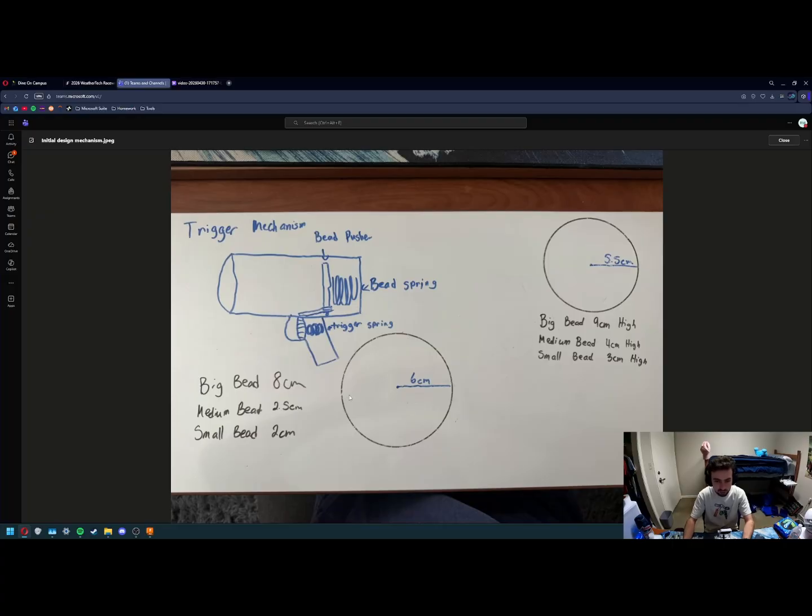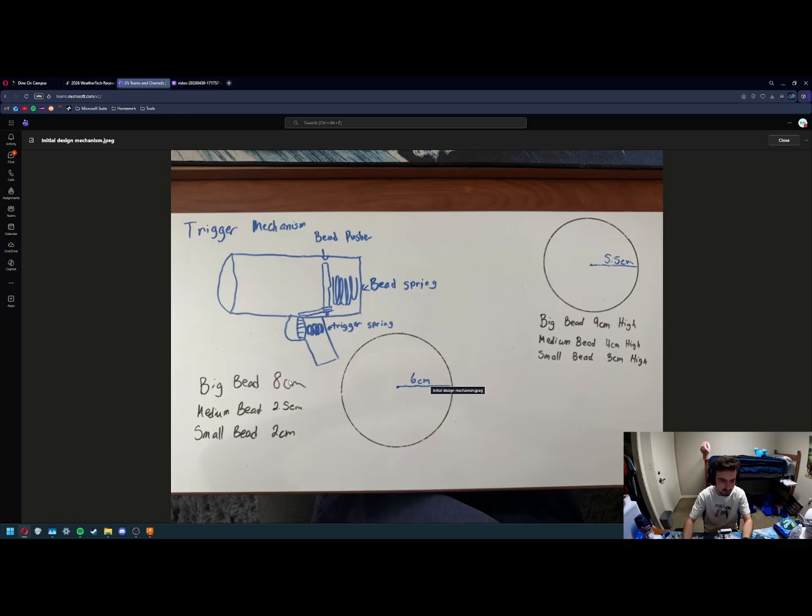And when we were trying to figure out how big we wanted the barrel to actually be, we just drew some circles to scale. As you can see, the radius right here is 6 centimeters, the radius right here is 5.5. And then we would just pile beads on top.